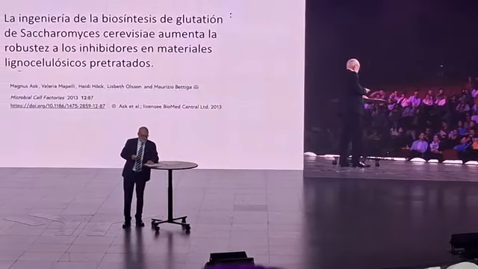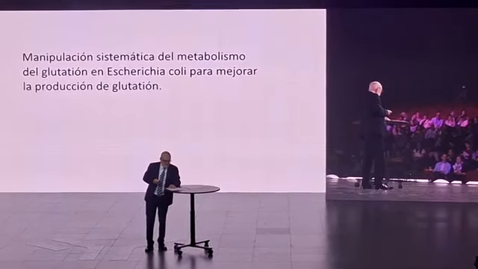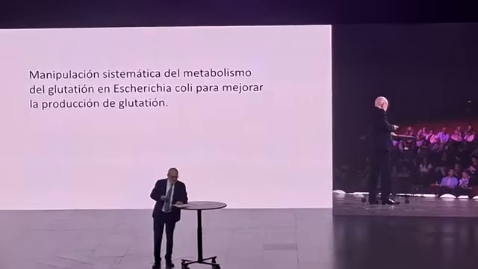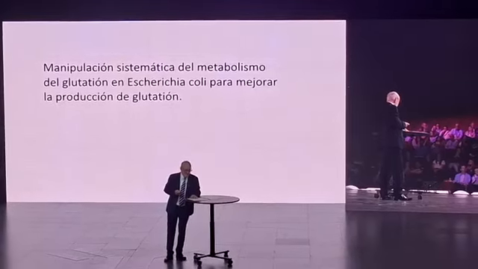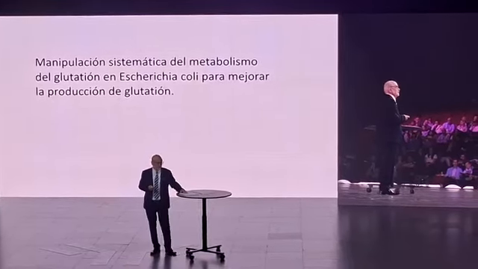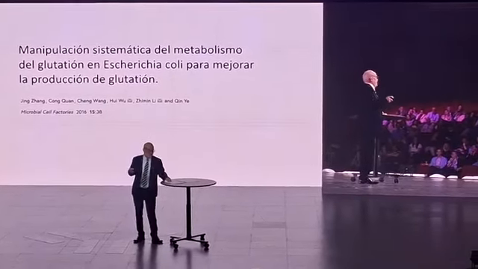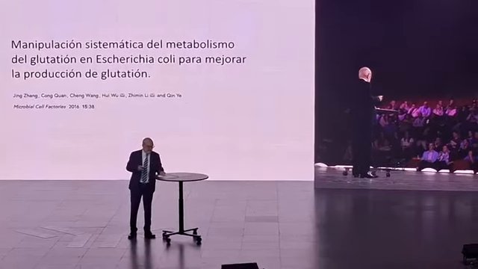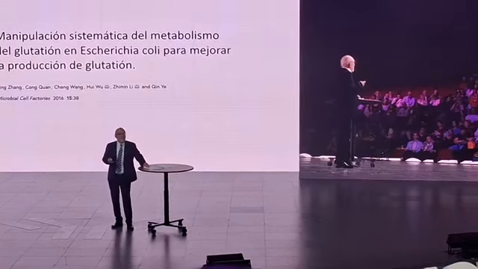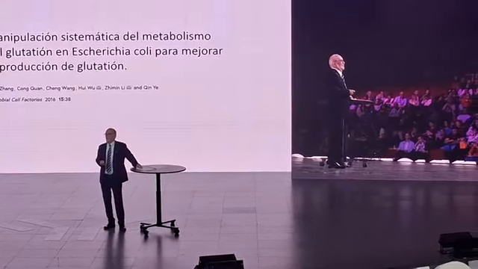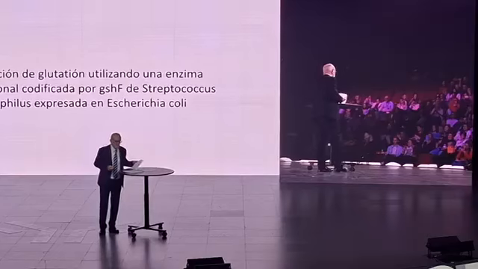In another Chinese study, the Chinese manipulated the genes of a bacteria called E. coli. Some of you have heard of this bacteria before. They did this to raise the production of glutathione so it could be harvested. Here, scientists fused the genes of two different bacteria strains, Streptococcus and E. coli. They produced a Frankenstein bug that was able to generate glutathione.